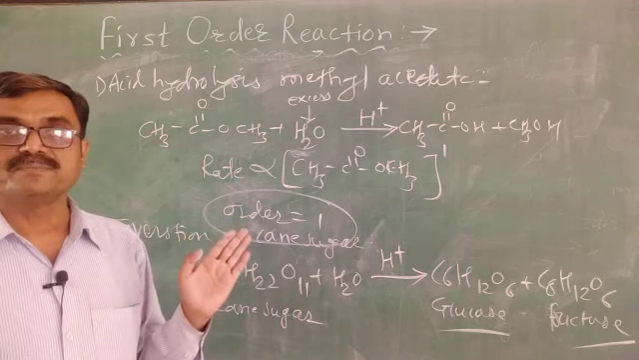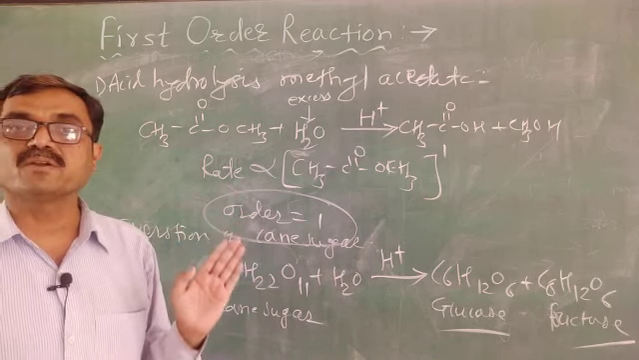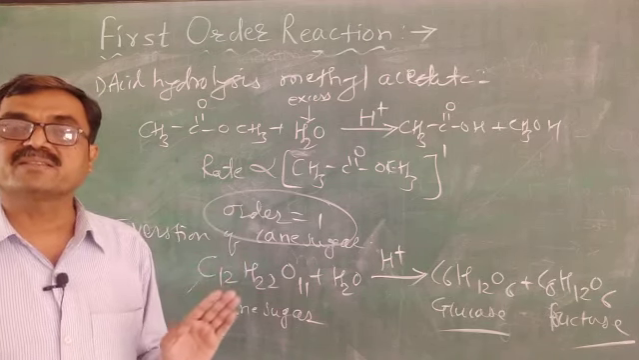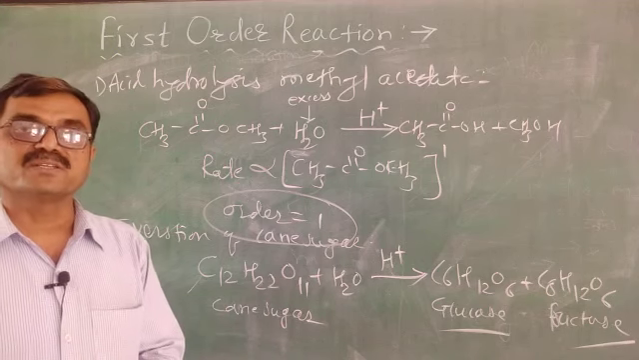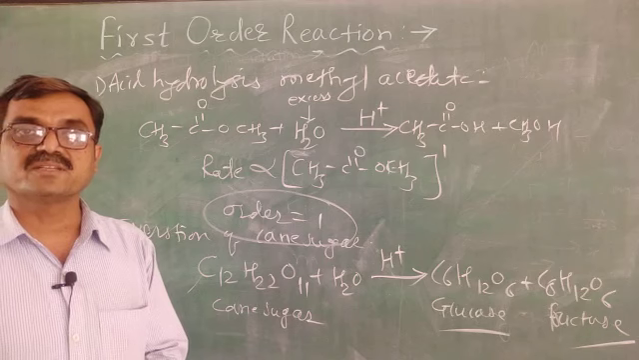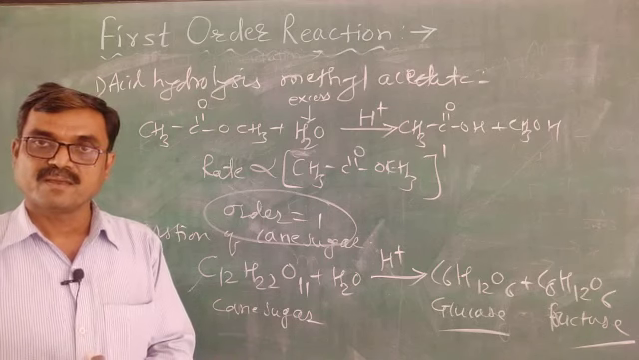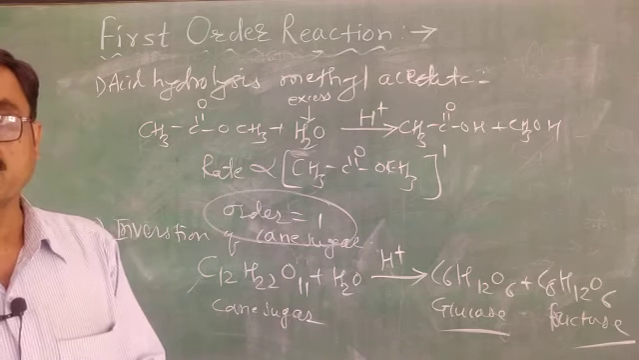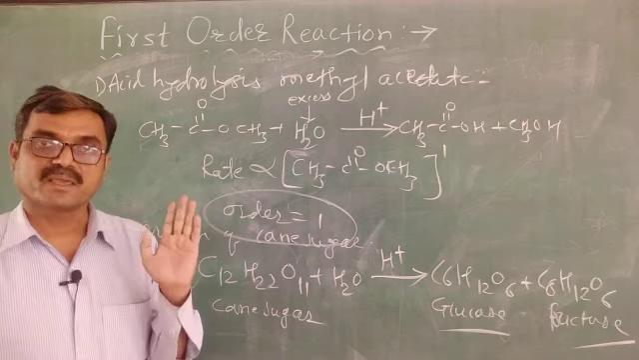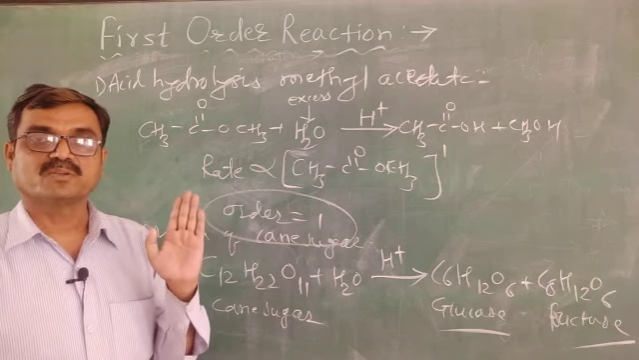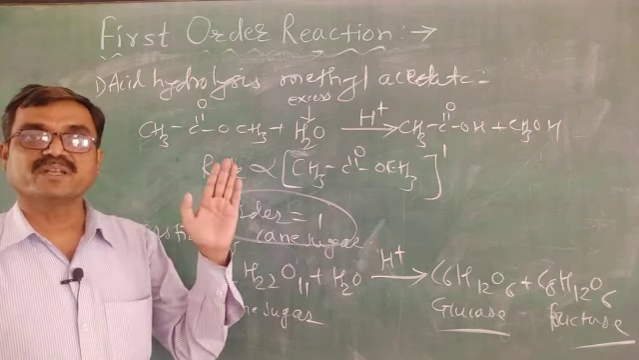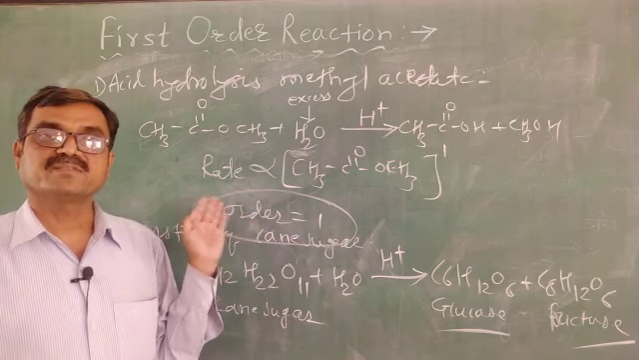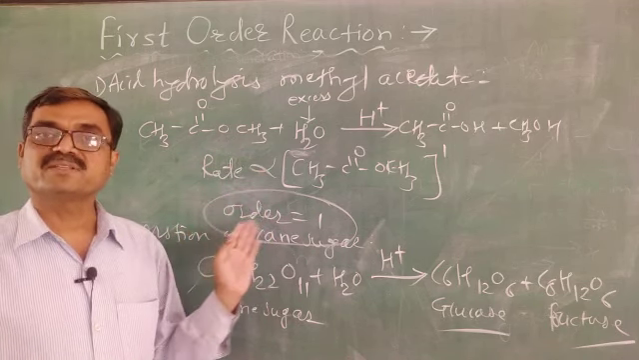Again the derivation. What is the rate constant? K1 equals 2.303 upon T log to the base 10 A upon A minus X. A is the concentration of the reactant at time 0, and A minus X is the concentration of the reactant at time T. From this formula, A in moles per dm cube and A minus X also in moles per dm cube cancel, T is in seconds, so the unit of rate constant is 1 upon second, that is second inverse.